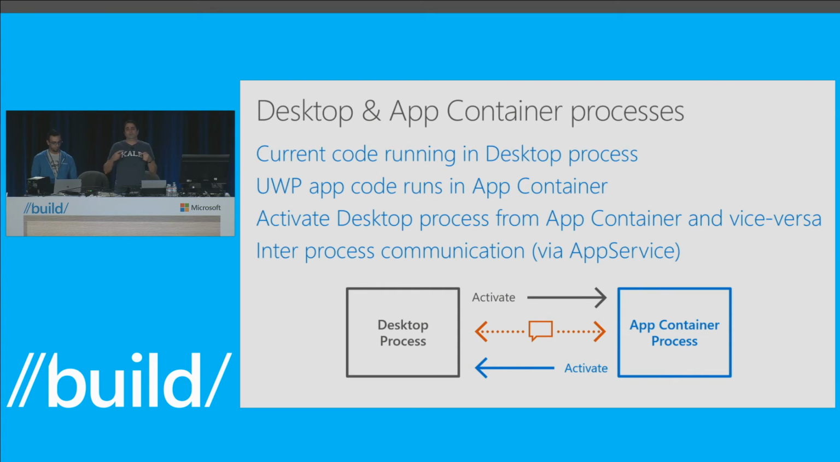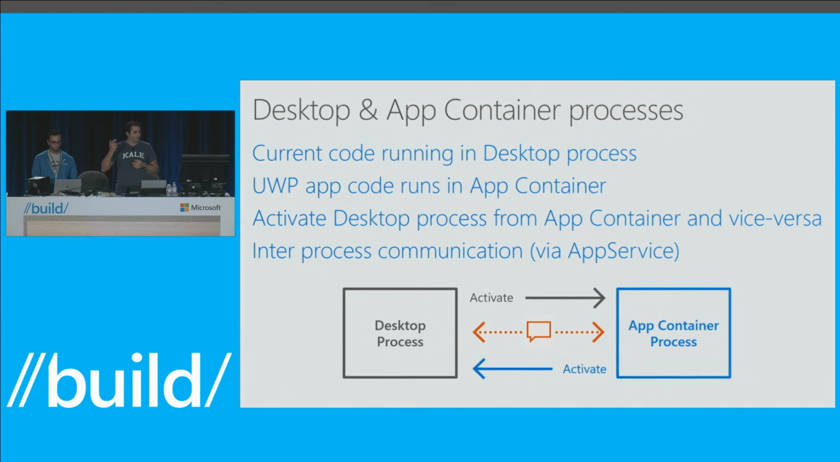Now, we could have invented a new one. I mean, we are Microsoft. That's kind of our move. But it turned out we already had this thing called app services that we introduced, I think a little over a year ago. And we decided to just reuse that. And so basically, the way that it works is your app container process publishes an app service that your desktop process can connect to. And at that point, they can have a bidirectional communication. And so we should take a look, and let's actually just look at the code and see what it looks like.